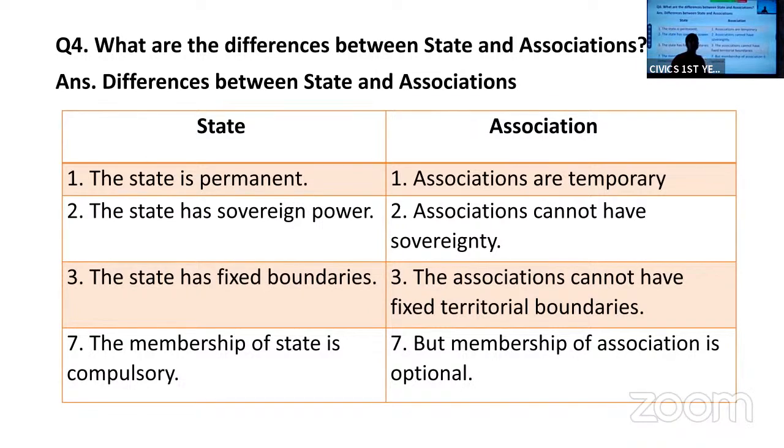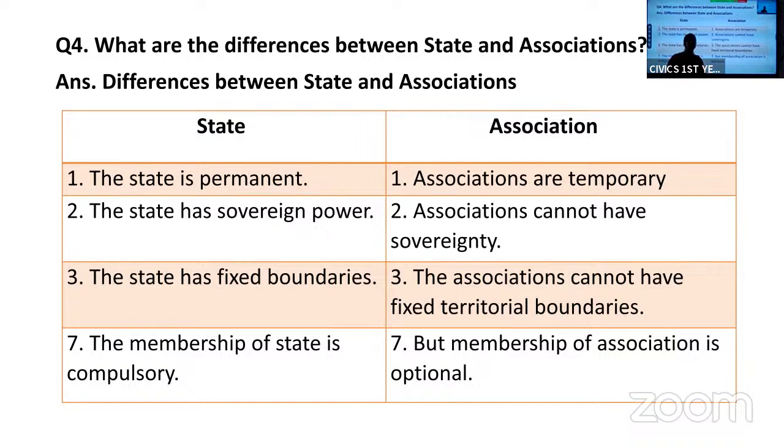Yesterday, we discussed the scope of political science, and the meaning, nature, and evolution of political science. Along with that, we also discussed the relationship of political science with other social sciences. Today, we will discuss state and sovereignty.